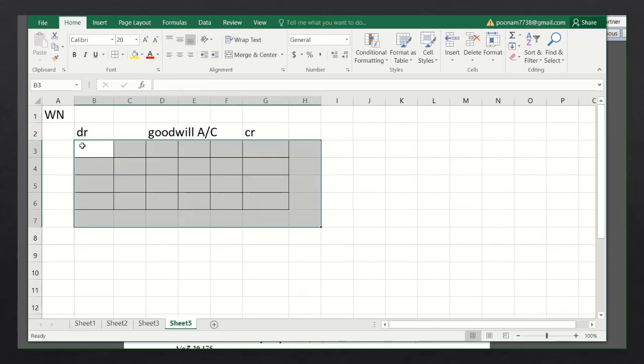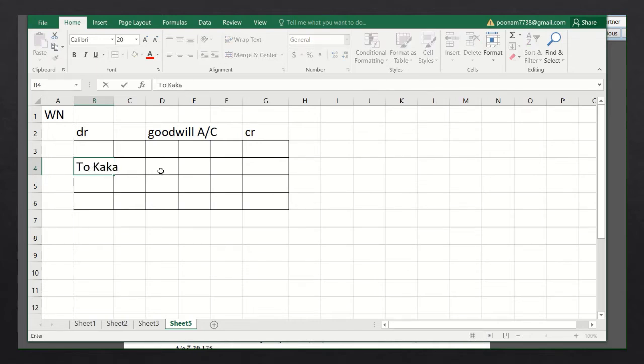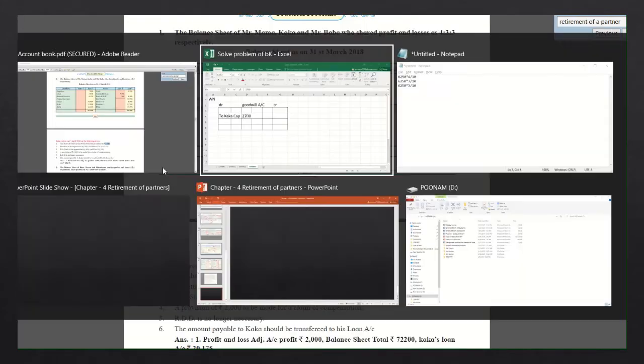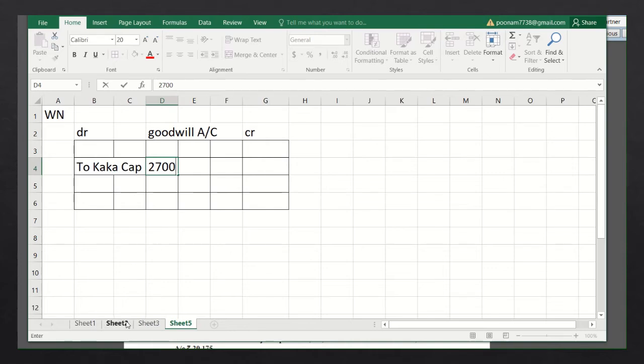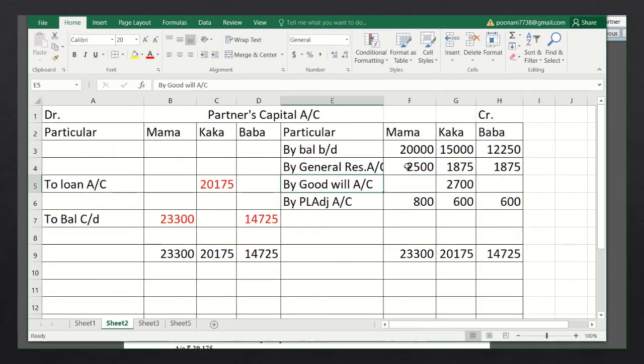And students, there is no need for the gain ratio because the goodwill is not being written off, it is just valued to the share of the retiring partner. So the entry is goodwill account debit to retiring partner. So goodwill account debit to Kaka's capital account, and the amount given is 2,700, and in Kaka's capital account we will write on the credit side: by goodwill account in Kaka's column 2,700, student.